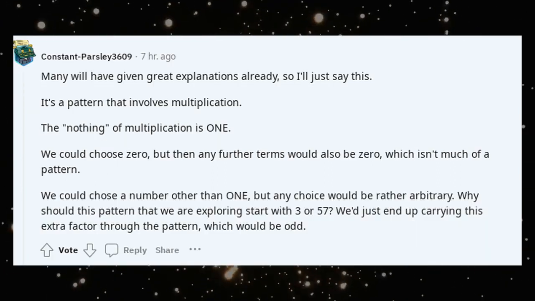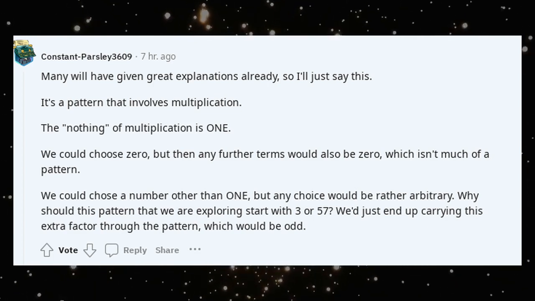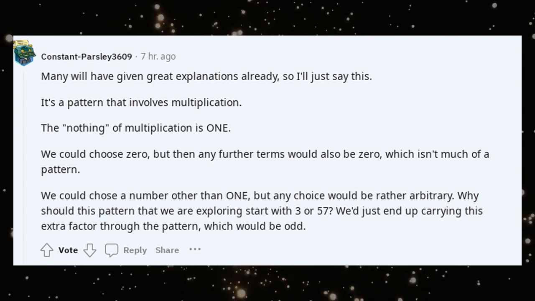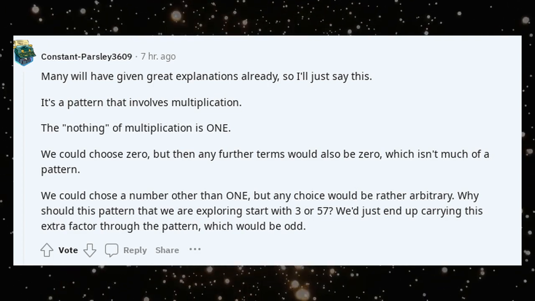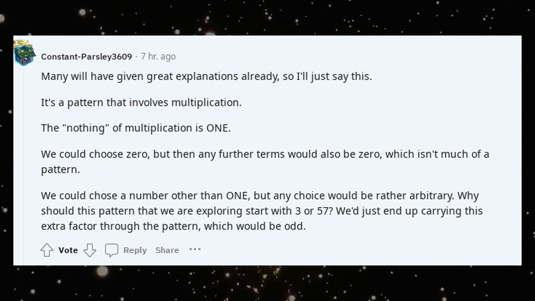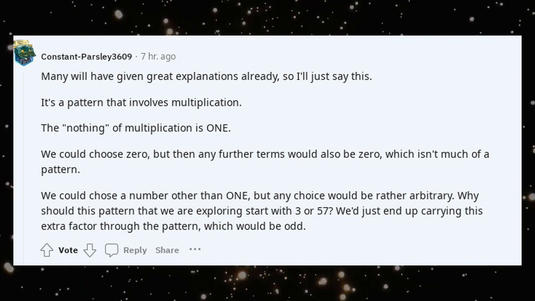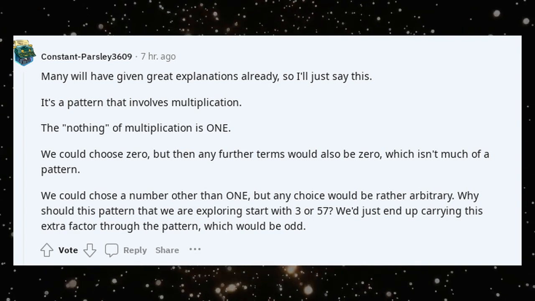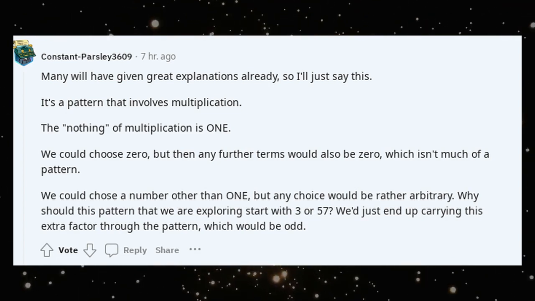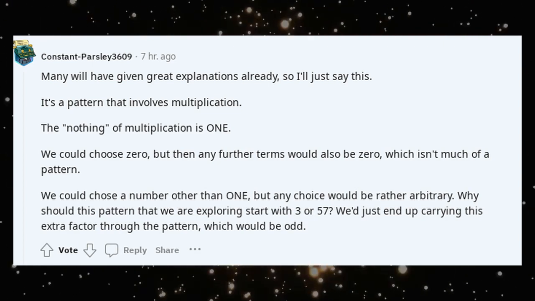Many will have given great explanations already, so I'll just say this. It's a pattern that involves multiplication. The nothing of multiplication is 1. We could choose 0, but then any further terms would also be 0, which isn't much of a pattern. We could choose a number other than 1, but any choice would be rather arbitrary. Why should this pattern that we are exploring start with 3 or 57? We'd just end up carrying this extra factor through the pattern.